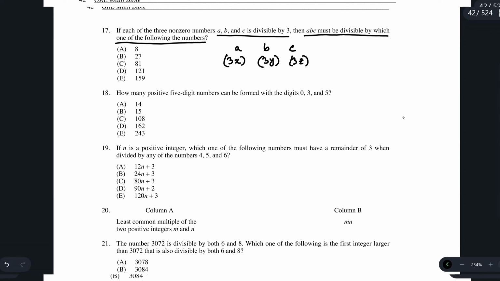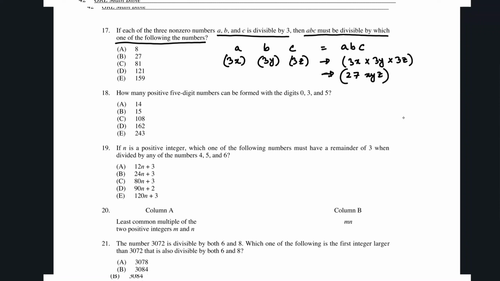Now if we look at the number abc, this should be 3x multiplied by 3y multiplied by 3z, or 27xyz. So abc should be divisible by 27. From here we know that the answer for question 17 should be B, or 27.